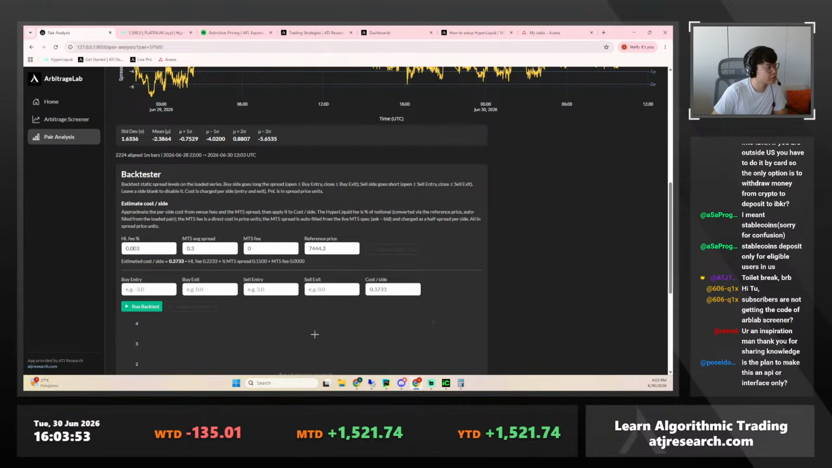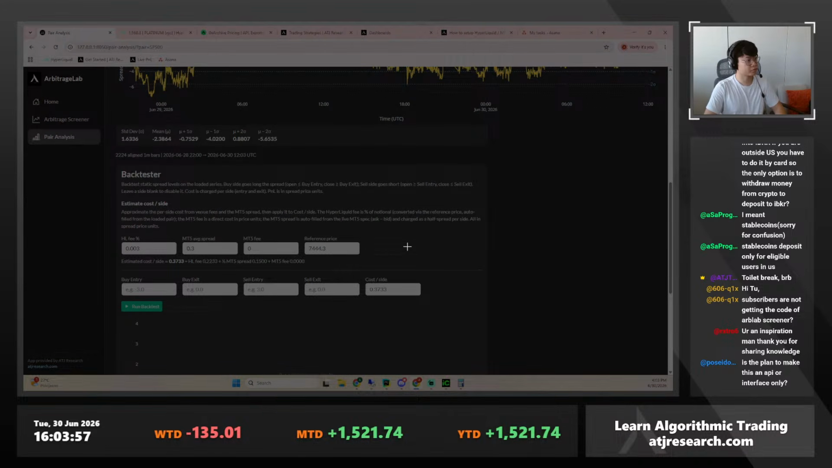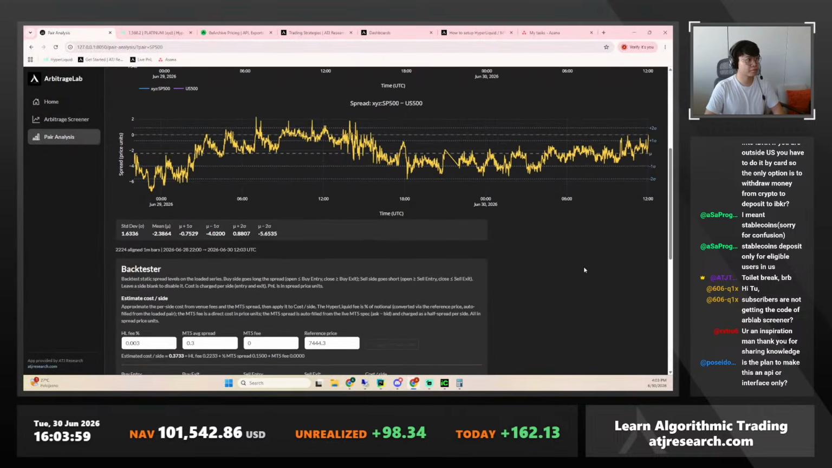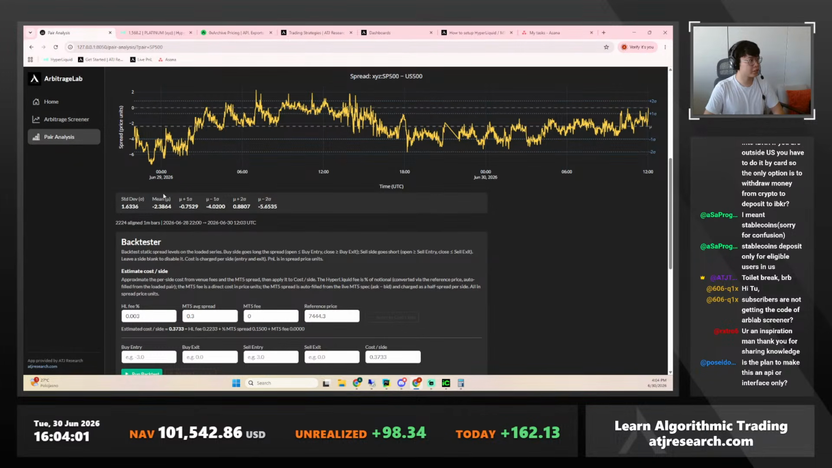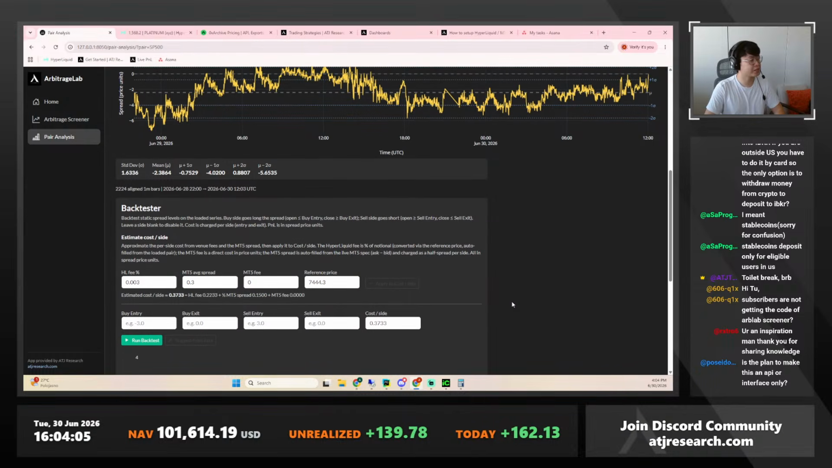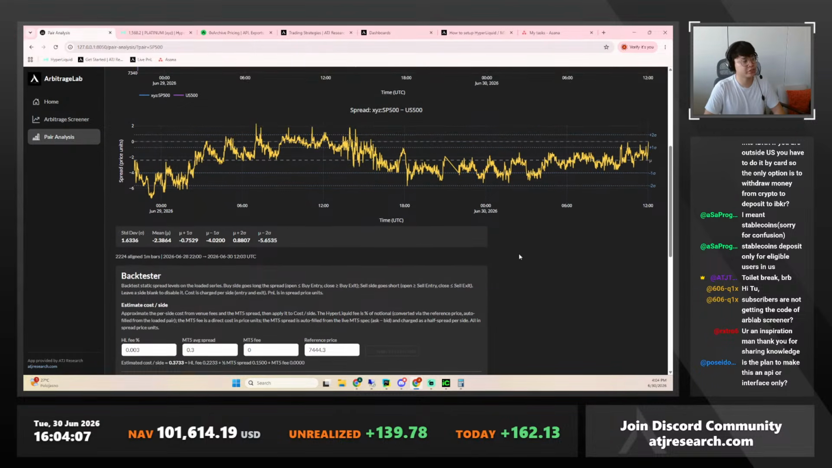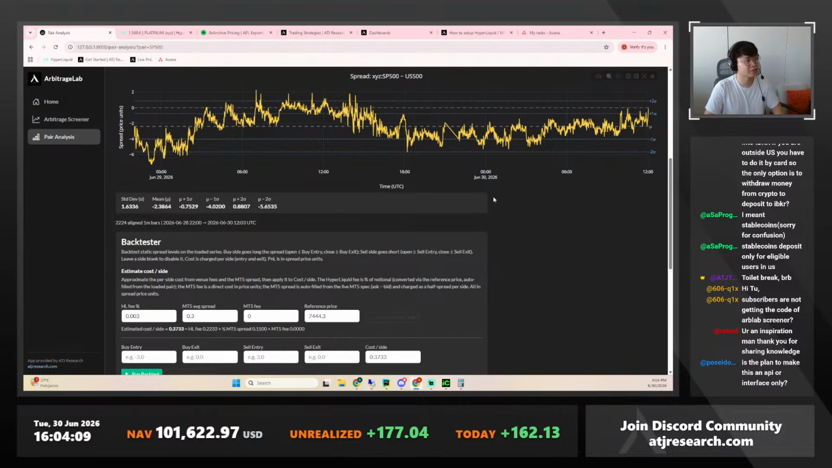Then what we can do is, by default, we can try to pre-fill the standard deviations. Or what we can do is use the mean and standard deviations to pre-fill the buy, entry, and exits. So basically we're using a Bollinger Band strategy, but with static levels based on historical spread.